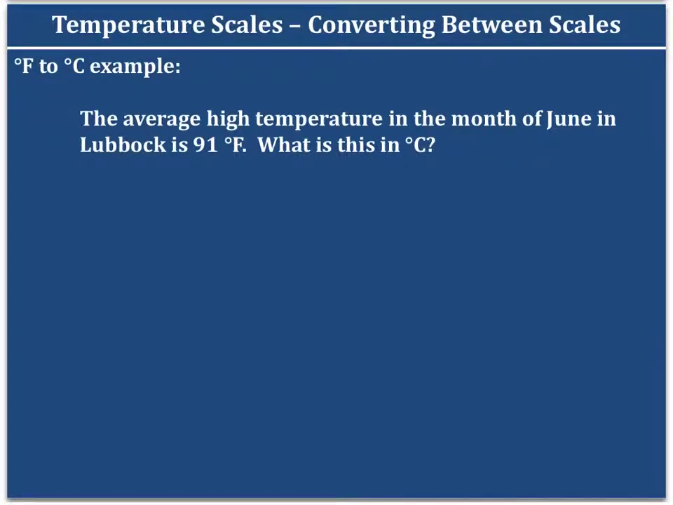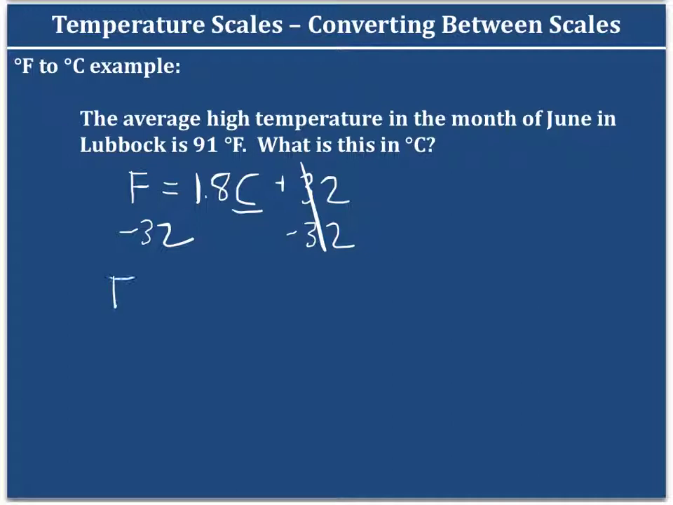All right, first example problem. The average high temperature in the month of June in Lubbock is 91 degrees Fahrenheit. What is this in Celsius? Now, let's just say that I really like this equation here: Fahrenheit equals 1.8 Celsius plus 32. But I want to get Celsius. So the way we'd rearrange this is we'd subtract 32. That would cancel. We get Fahrenheit minus 32 equals 1.8 Celsius. And then we divide by 1.8.